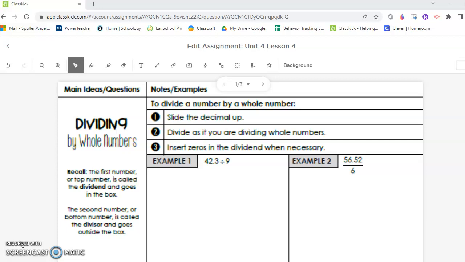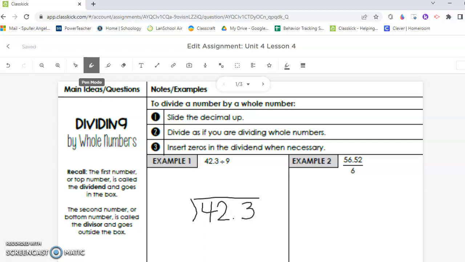Today we're going to be looking at dividing by a whole number. So we have a fraction, we're going to divide it. So first off, let's get it ready. We're going to make our bracket. 42.3 divided by 9. Now, when it comes to a decimal, you just move the decimal up, okay?